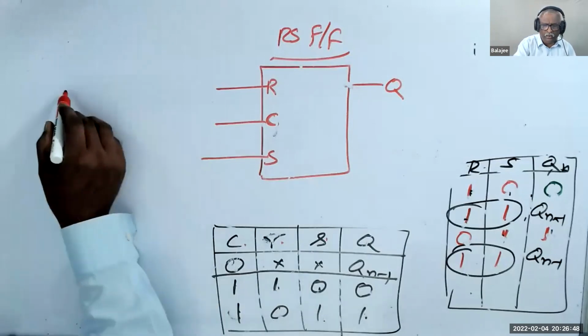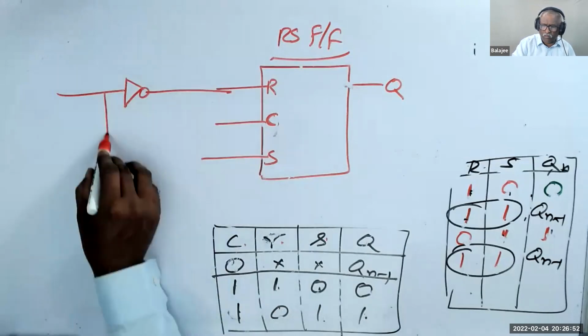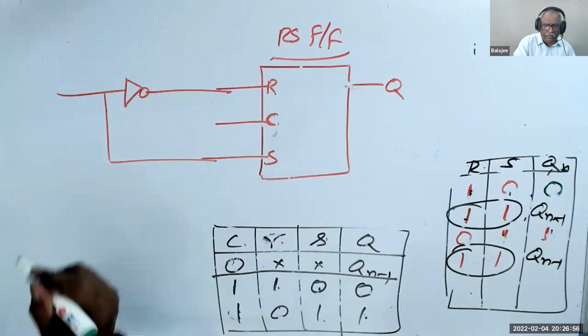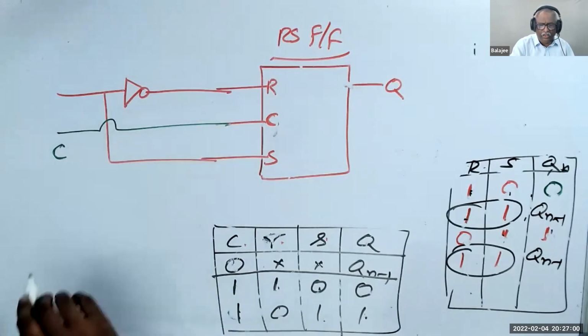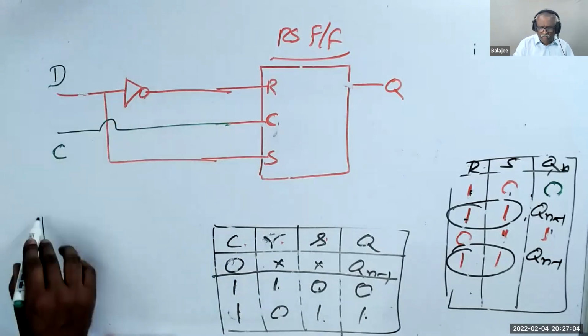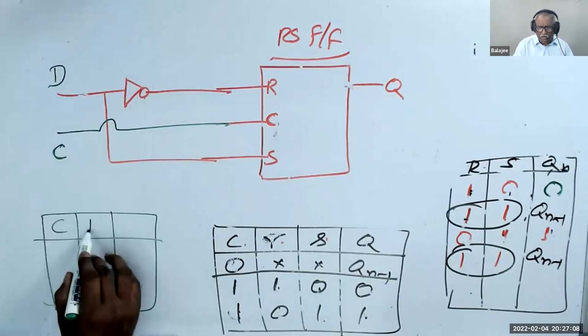So they did a beautiful thing here. They had a C as such. C is there. Now they had an inverter, this they call D. C and D. They have only 2 inputs now. C, D, and Q.